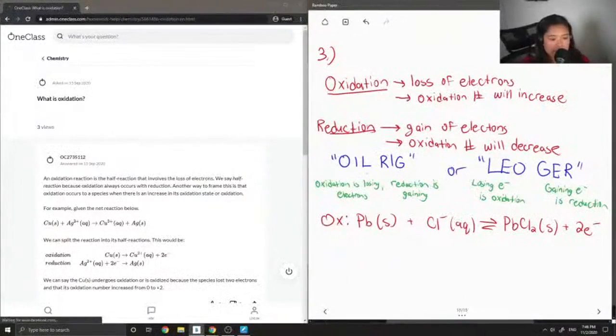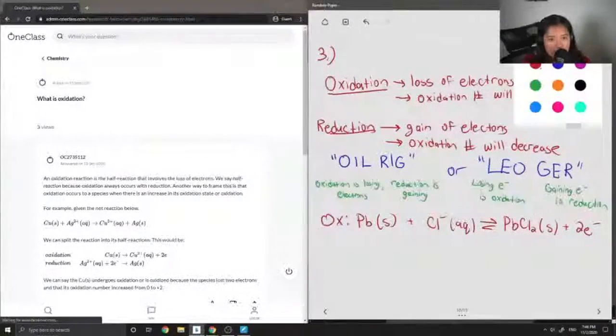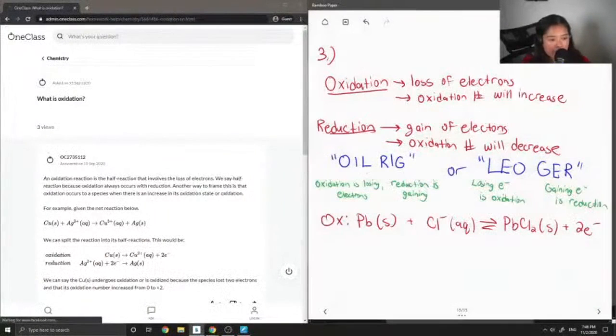If we base it on the lead, it starts off with an oxidation number of 0. The chlorine has a -1 oxidation number. When the lead is in a compound with the chlorine, its oxidation number is +2, and that's because each chlorine has a -1 charge. So you can see that the electrons were lost. And this is an example of an oxidation reaction.